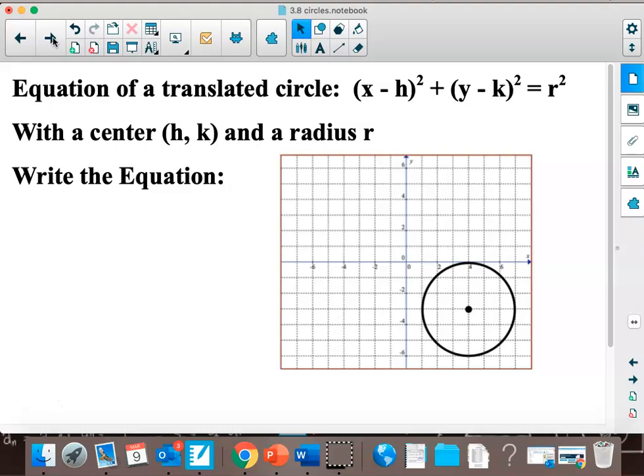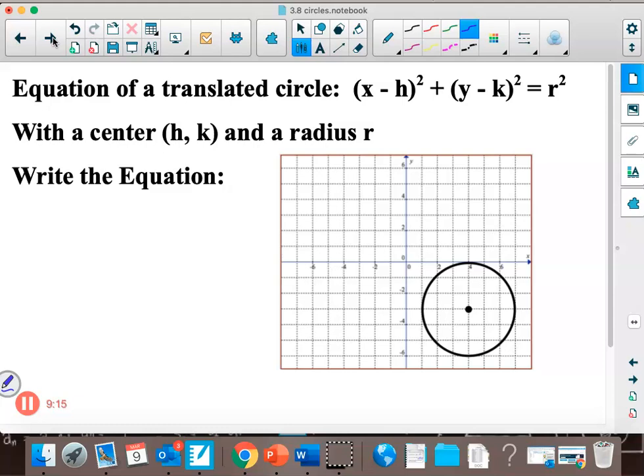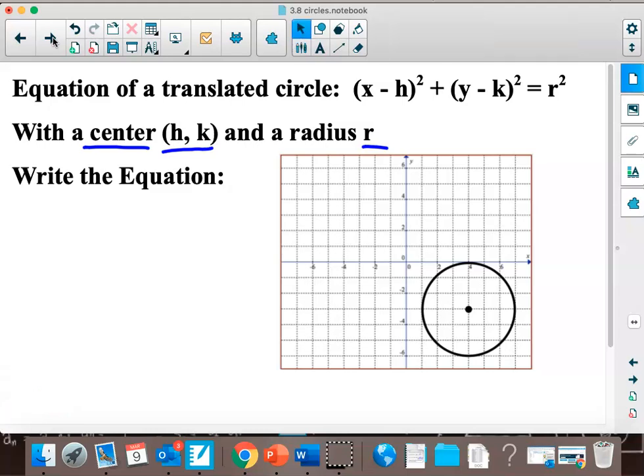So what ends up happening is if you have x minus h squared plus y minus k squared equals r squared, then your center is the coordinate (h, k). So it's opposite signs of what you see in the equation. And then your radius is r. So what I want you to do is take a second, see if you can figure out the equation of this circle. Talk to each other, just on paper. Find the center, find the radius, write the equation.